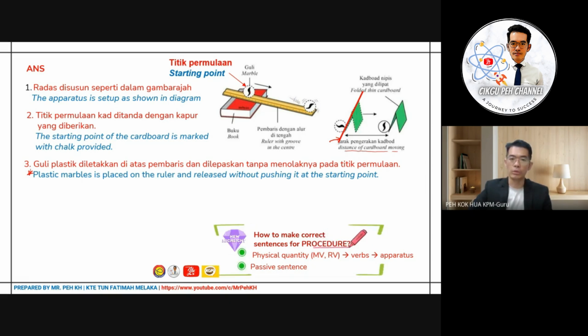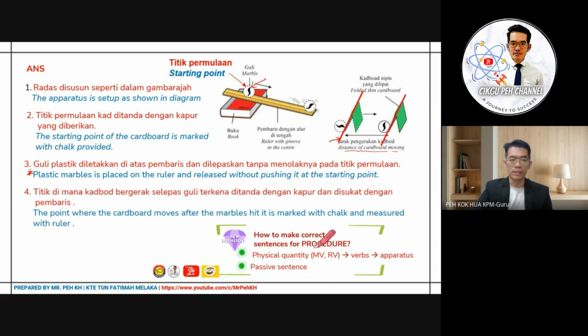So the position will be here. I'll place the marble on the ruler and release it without pushing it at the starting point. The starting point for the marble will be here, and the starting point for the cardboard will be here. Then the next step: the point where the cardboard moves after the marble hits it is marked with chalk and measured with a ruler. So this will be the second point you have to label with the chalk.